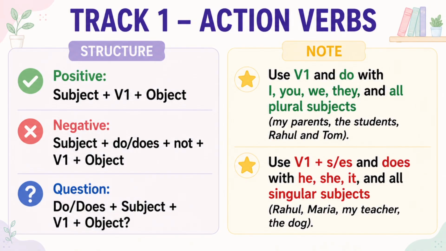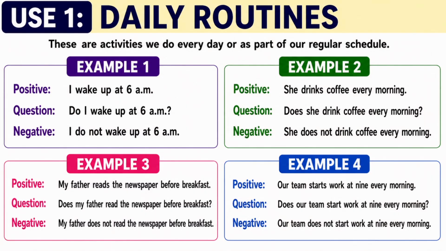We use verb 1 and the helping verb do with I, you, we, they, and all plural subjects such as my parents, the students, Rahul and Tom. But with he, she, it, and all singular subjects such as Rahul, Maria, my teacher, and the dog, we use verb 1 plus s or es and the helping verb does. Now let's see where we use the simple present tense.